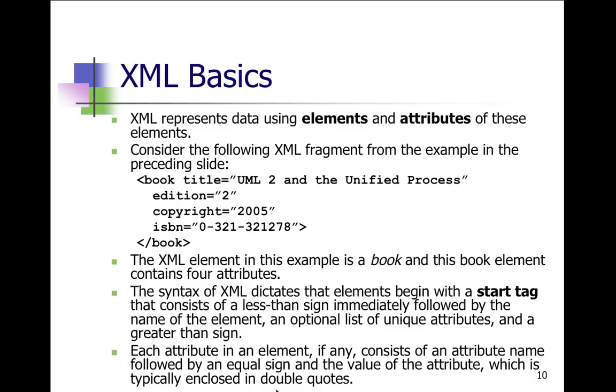Each attribute in the element, if any, consists of an attribute name followed by an equal sign with an attribute value that's always in quotations, which is why XHTML always requires attributes to be in quotes, because XML requires that. And just as a side point, because I mentioned XHTML and HTML and XML, XHTML is a combination of XML and HTML.